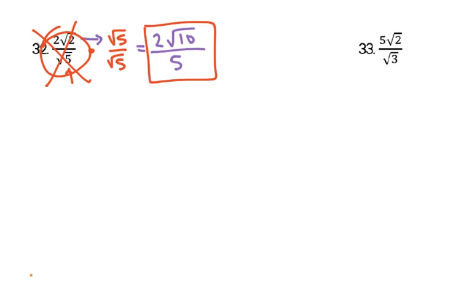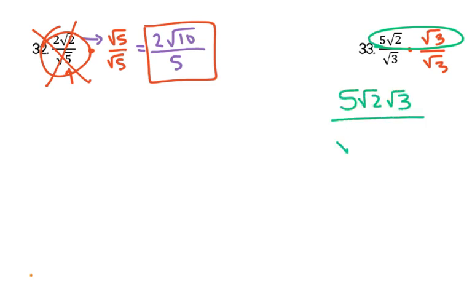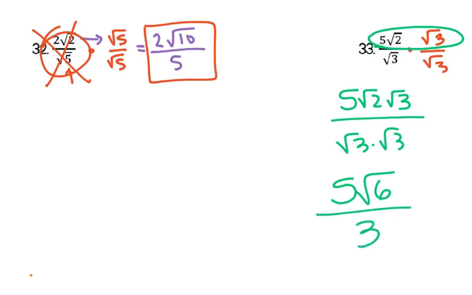To rationalize this denominator, since I've got square root 3 on the denominator, I'm going to multiply by 1 in the form of square root 3 divided by square root 3. So I multiply across the top, so I'm going to have 5 times square root 2 times square root 3, and then on the bottom, square root 3 times square root 3. So on the top, I'll have 5 times the square root of 2 times 3 over square root 3 times square root 3 is 6. Again, because 6 is inside the radical and 3 is outside, you cannot simplify any more than that.